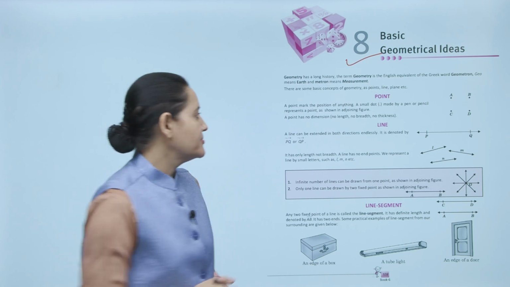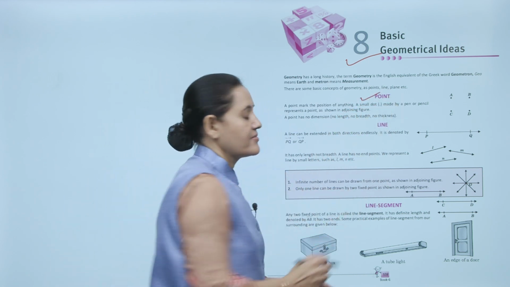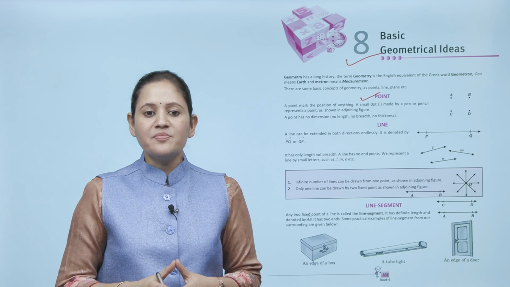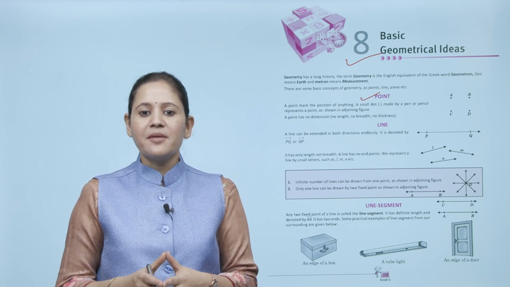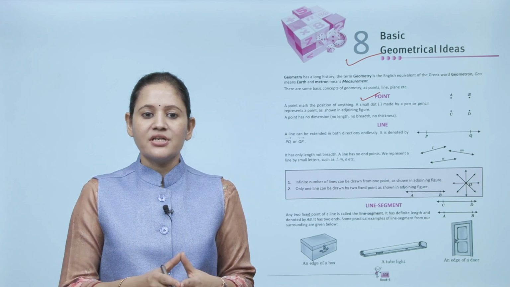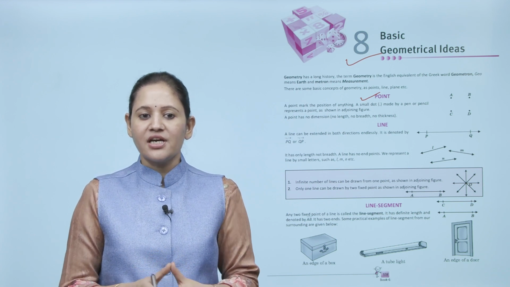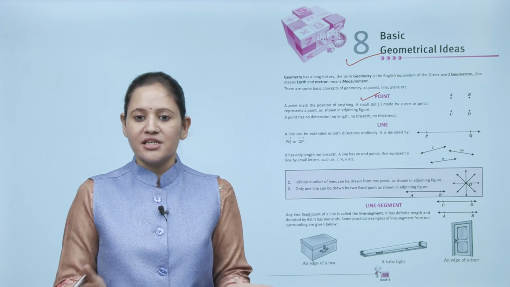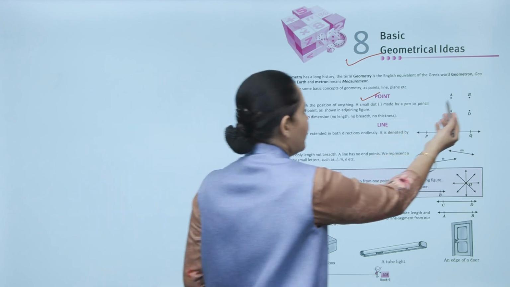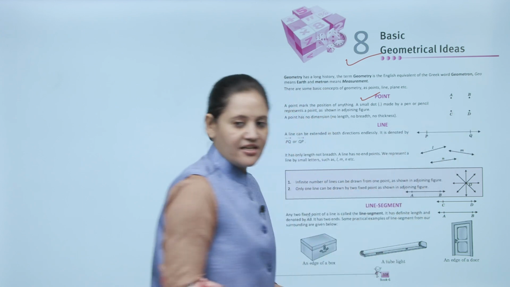First is point. A point marks the position of anything. A small dot made by a pen or pencil represents a point, as shown in the adjoining figure. A point has no dimension: no length, no breadth, no thickness. So, this is point A, B, C and D.